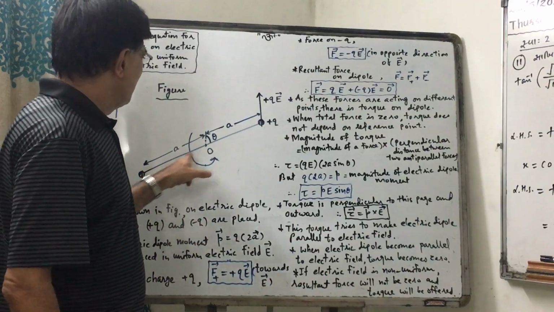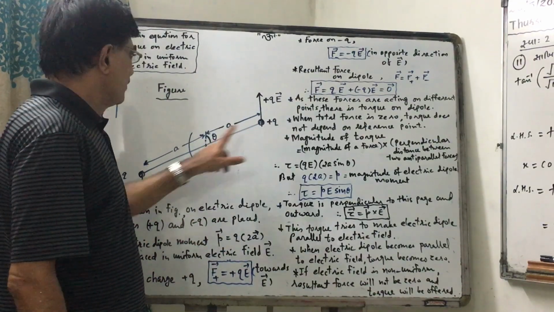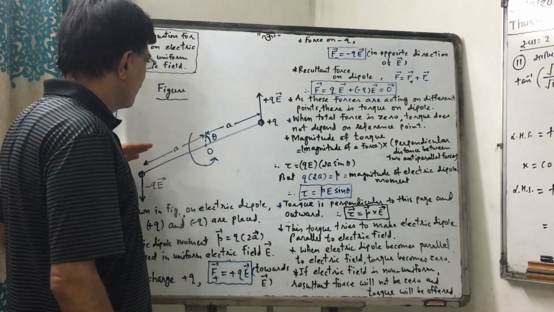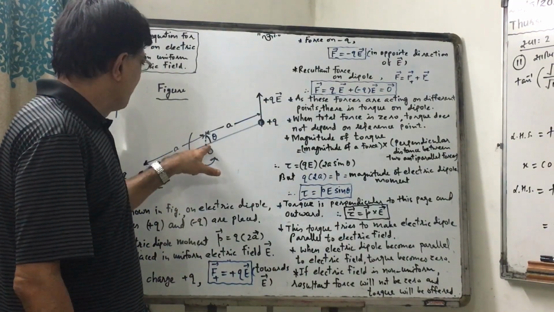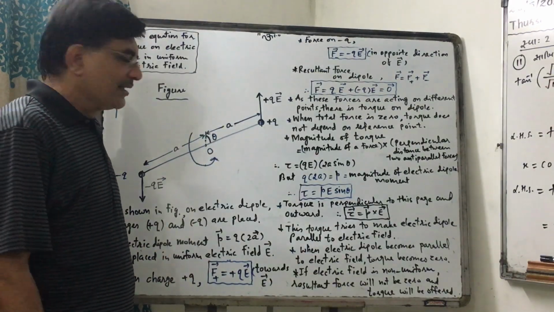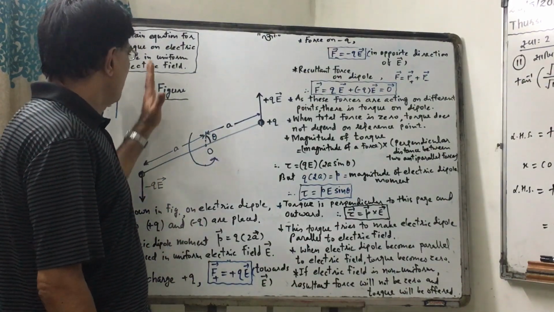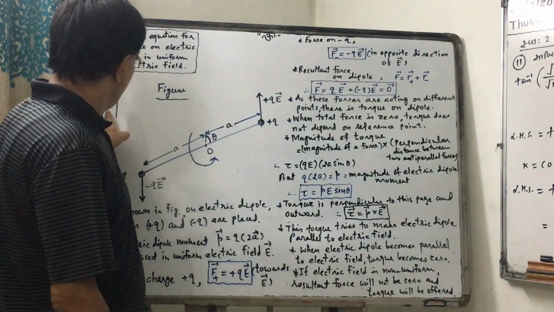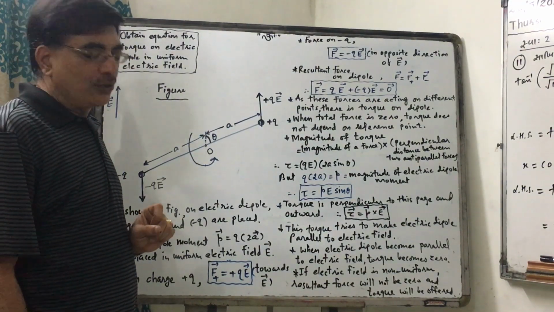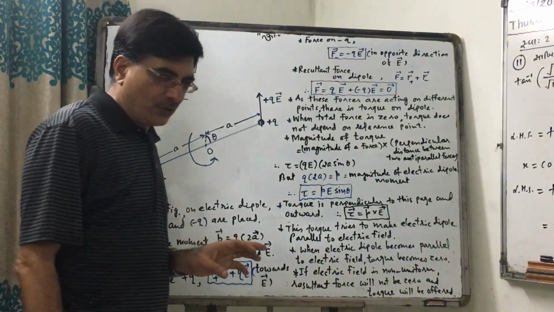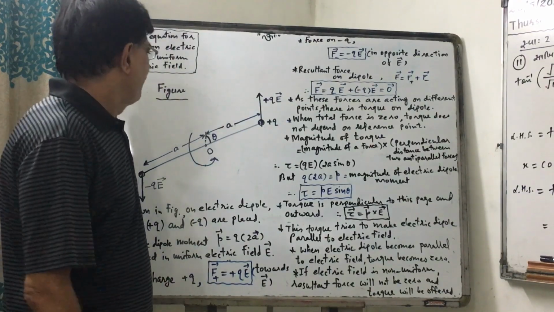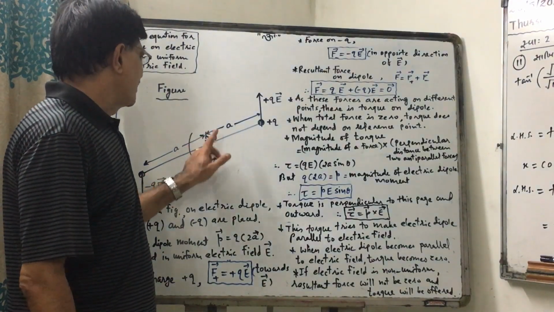So this is electric dipole, minus q, plus q. The distance between minus q and plus q is 2a. This is the midpoint, so this distance is a and this distance is also a. Uniform electric field is in upward direction, that is shown here, vector E. I have not drawn the electric field lines in order to make the figure simple. Now this angle is theta.